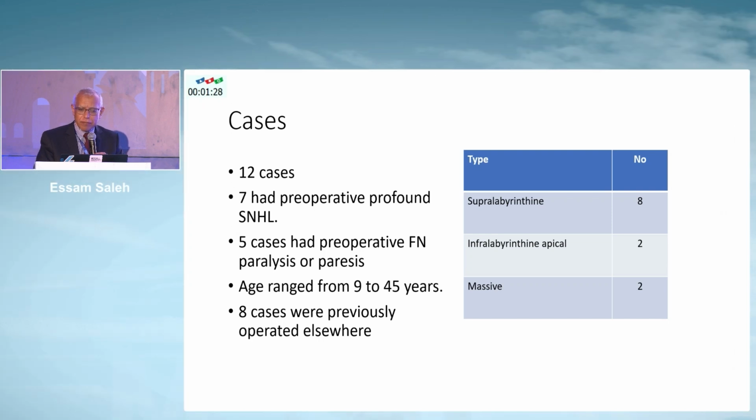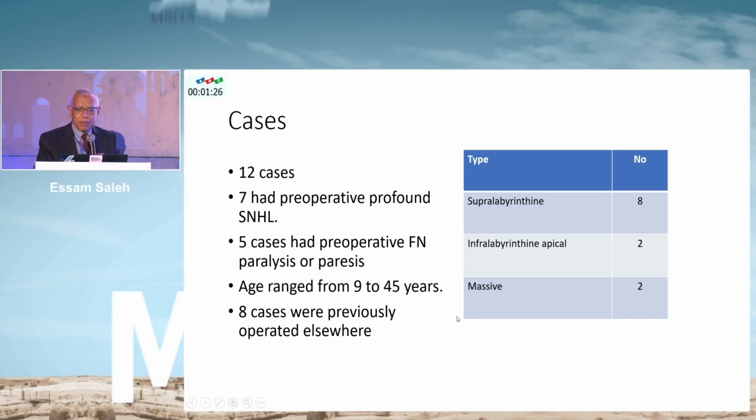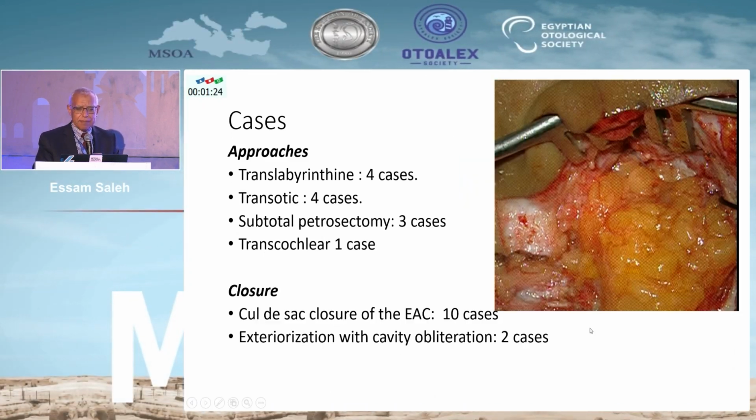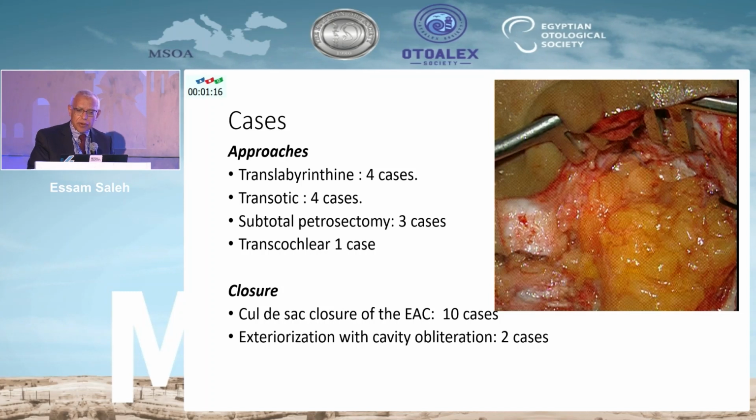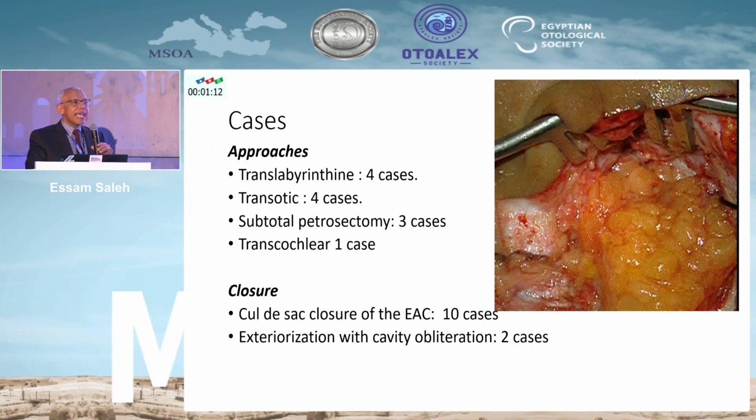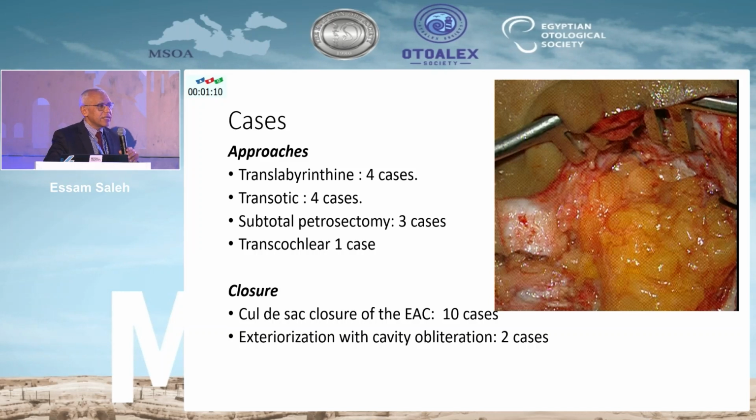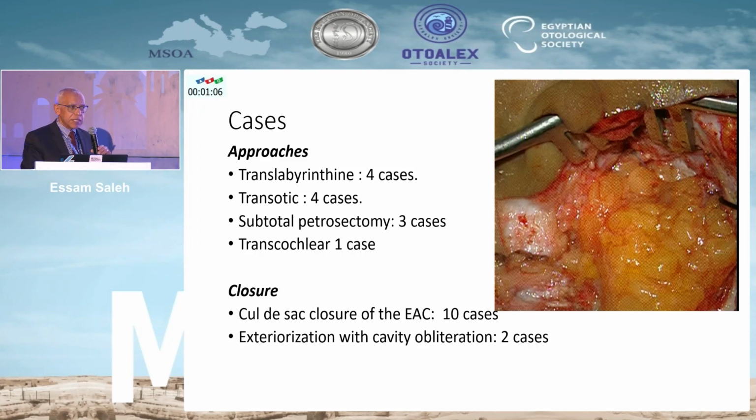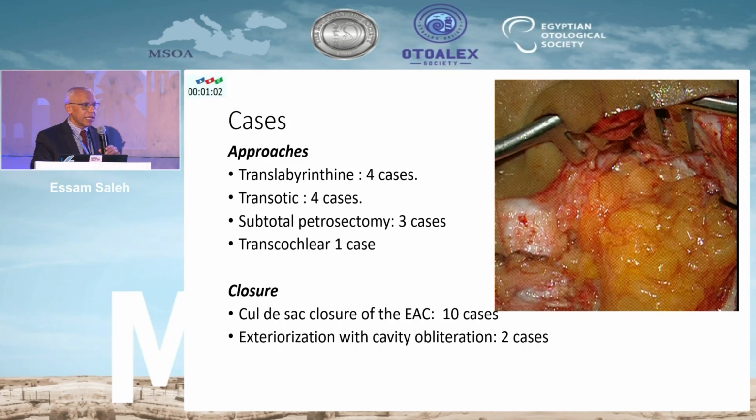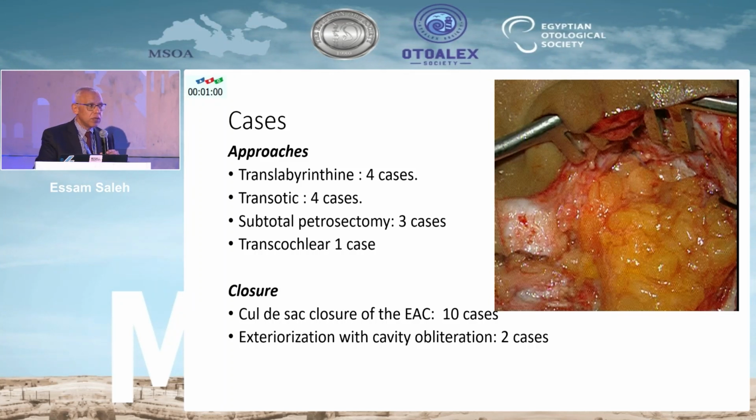So these are just some of our cases. The majority were supralabyrinthine, but infralabyrinthine, apical, and massive are also present. Usually, we do translab, transotic, or subtotal petrosectomy according to the case, according to the hearing, according to the patient, and according to the extension, of course, of the cholesteatoma. In very, very few cases, I didn't do cul-de-sac closure because it was a very limited petrous bone cholesteatoma, which I could obliterate completely with cartilage and leave it open. But in the majority, we do cul-de-sac closure.